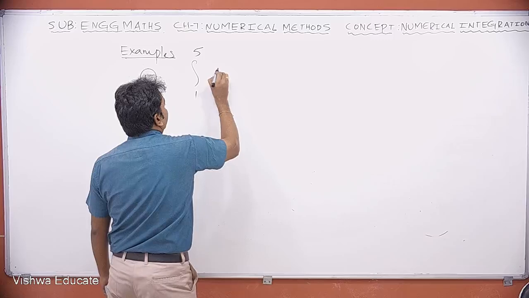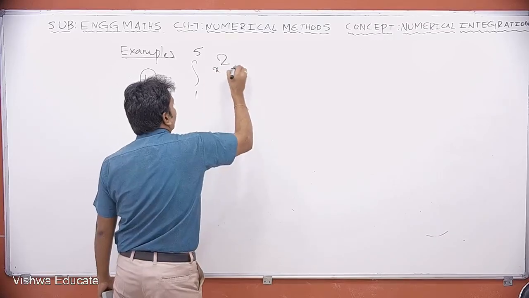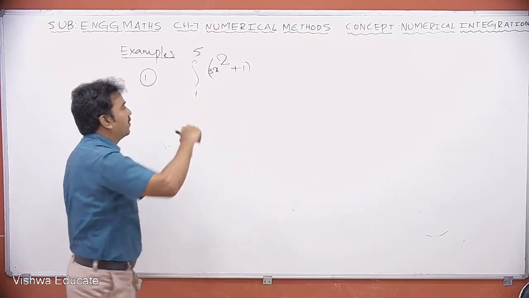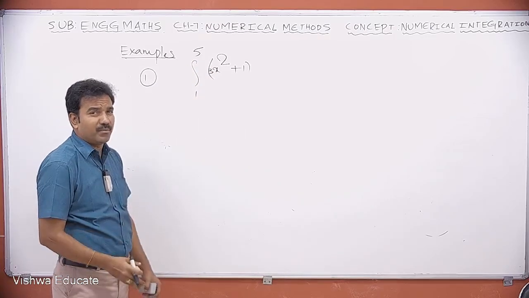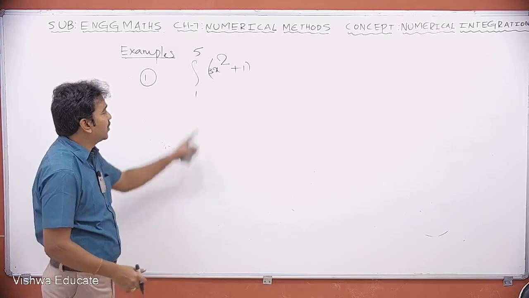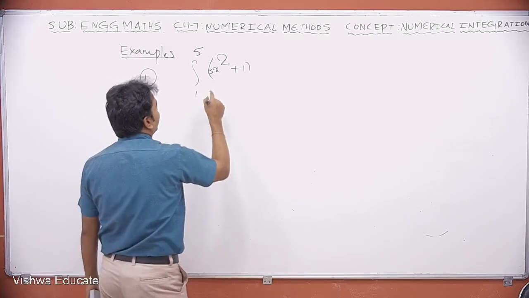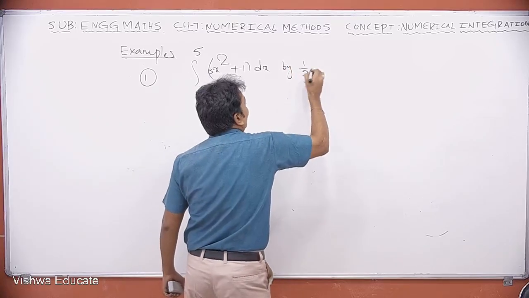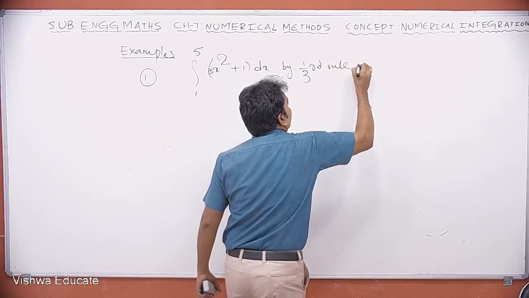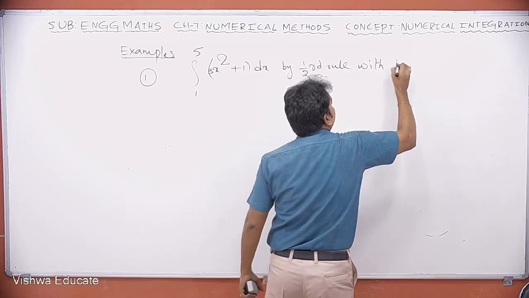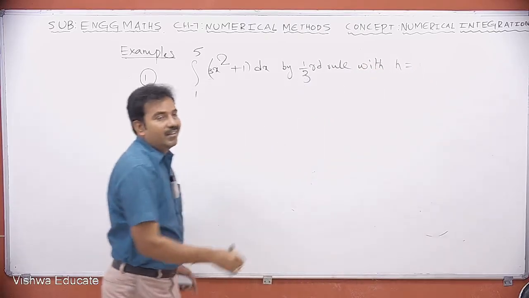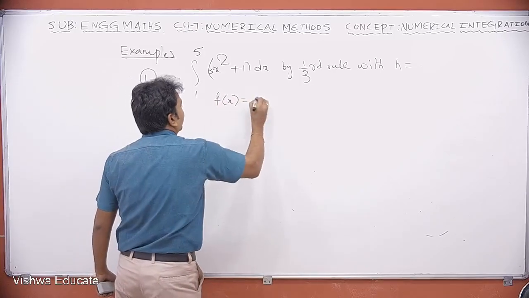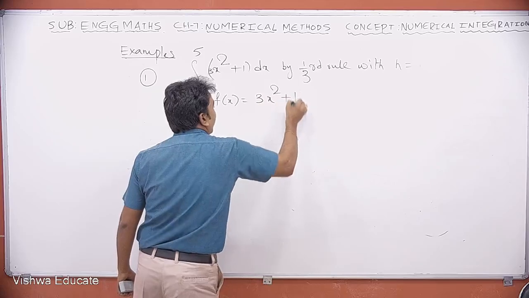Suppose the function is x square plus 1, or I can say, for example, 3x square plus 1, so that the calculation will be simple for me. Even if you take x square, it works. So the integral from 1 to 5 of 3x square plus 1 dx by the one-third rule with h equal to 1. This is a second degree polynomial expression, so f of x equals 3x square plus 1.